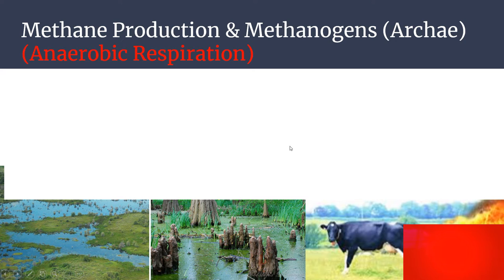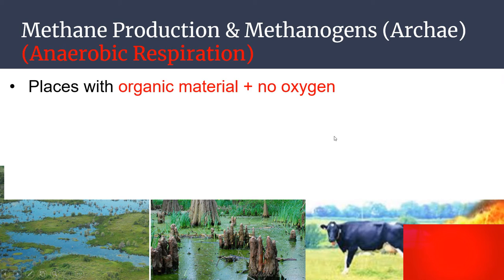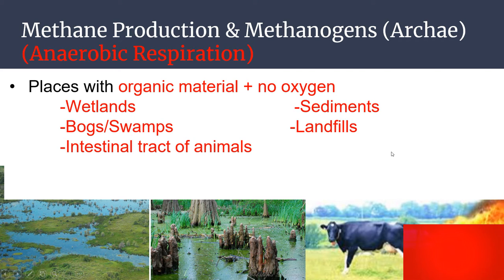So, as their name suggests, they produce methane, and this all occurs in places where you have a lot of organic material, but no oxygen present. The important thing is this is anaerobic. That's what anaerobic means. It's just no oxygen, right? And there are lots of places on the planet that have these characteristics. So things like wetlands, bogs, swamps, or the intestinal tracts of this cow who's having a super fart, any sediments or landfills. You have a lot of extra organic matter, but there's no oxygen present.